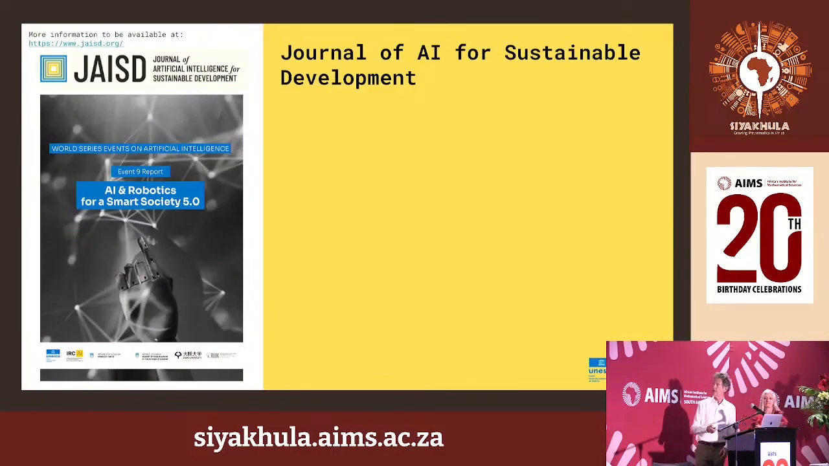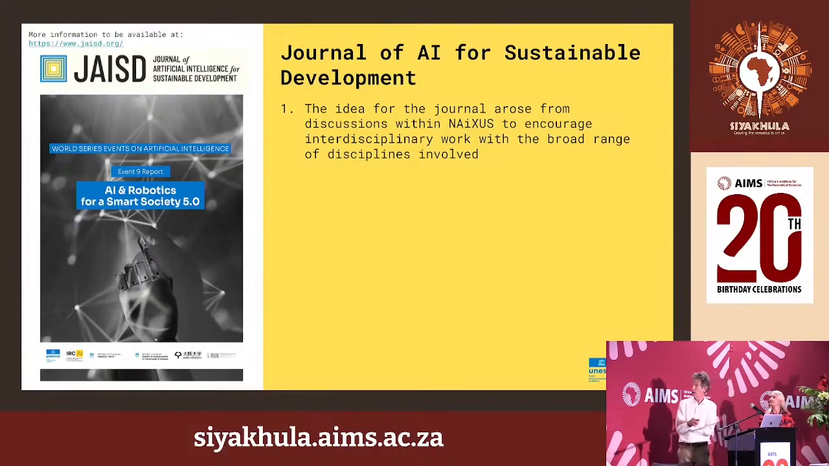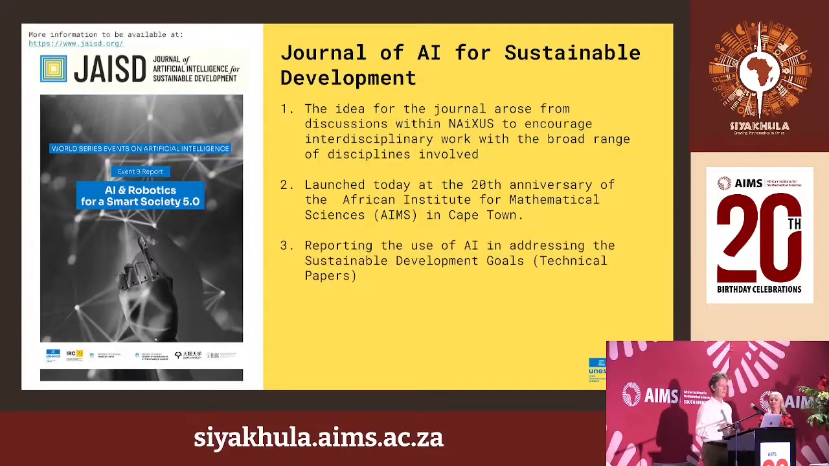So we're here to launch this journal. As I say, it came out of the discussions within the Nexus Network, but concretely in the meeting in Kenya, the idea of creating a journal. The idea is that this should aim to be interdisciplinary, bringing together obviously AI experts, but also domain experts for different areas of sustainable development. So we're launching it today at the 20th anniversary of AIMS in Cape Town. And the idea is to report the use of AI in addressing sustainable development goals, possibly measuring sustainable development challenges.